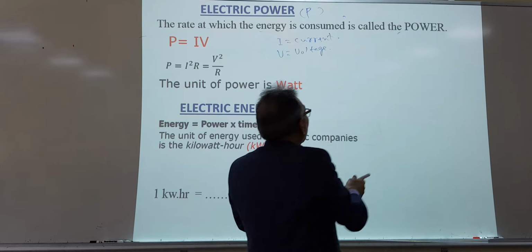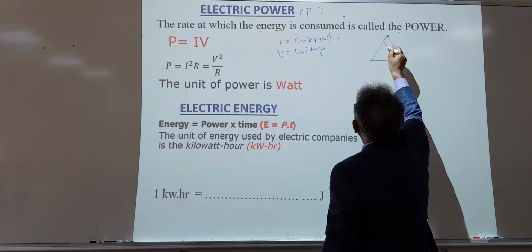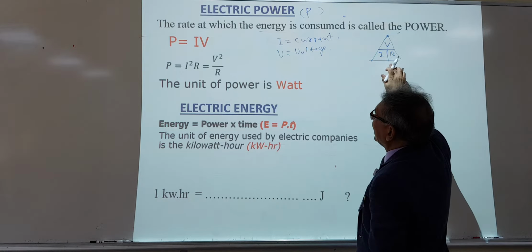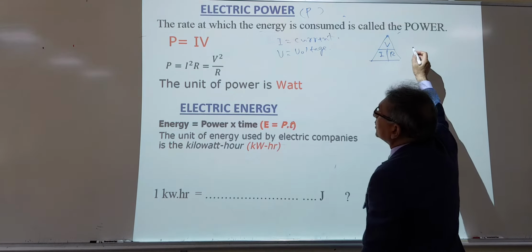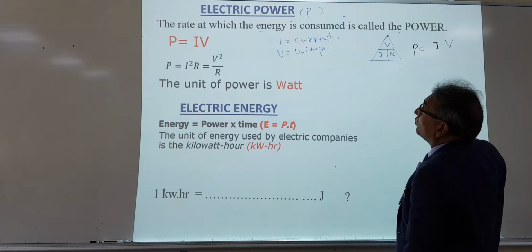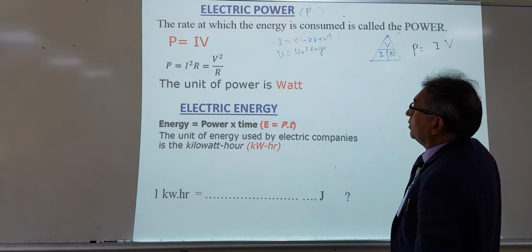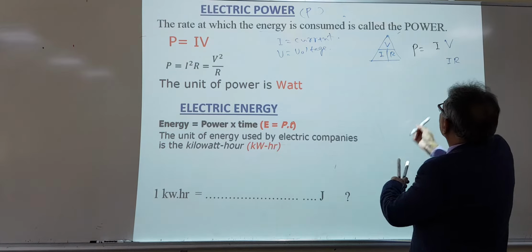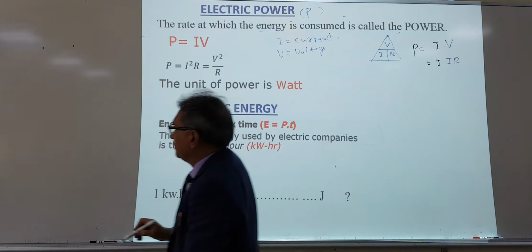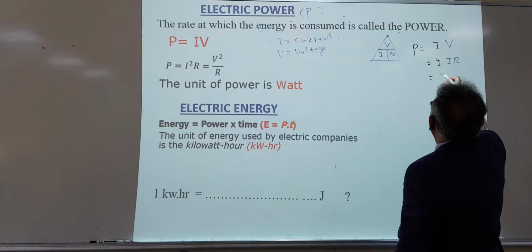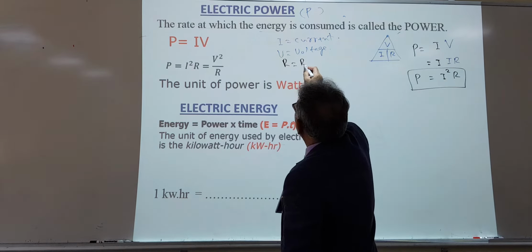We have Ohm's law. V is equal to I multiplied by R. So if I substitute, P is equal to I multiplied by V, the voltage. Right? So V is equal to I multiplied by R. So I could write here I square R. The power is equal to I square R. R is the resistance.